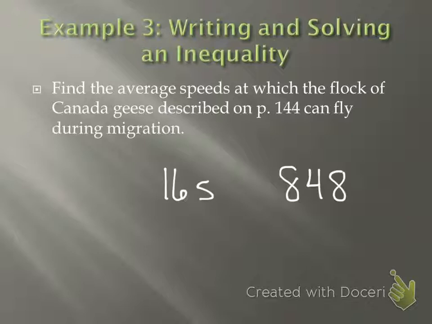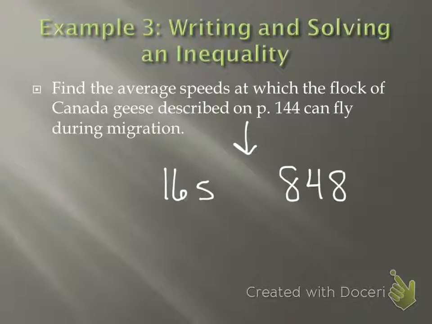Now, what is the key word in my word problem that helps me figure out what my inequality is going to be? Does anybody see? Okay, so I'm going to read it one more time. Try to listen for a key word. Some flocks of Canada geese can fly nonstop for up to 16 hours. And in this time, a flock can migrate as far as 848 miles. Wesley? It's going to be up to.